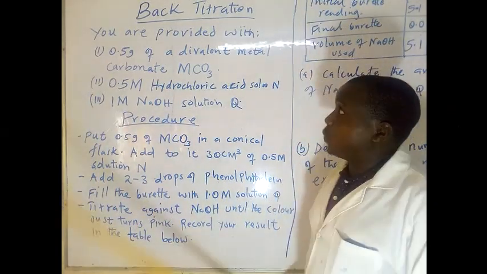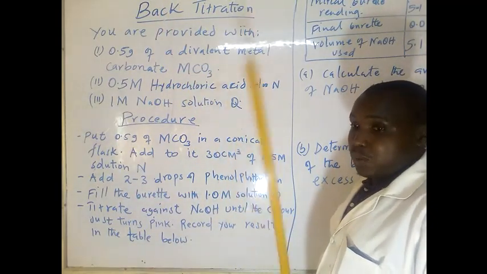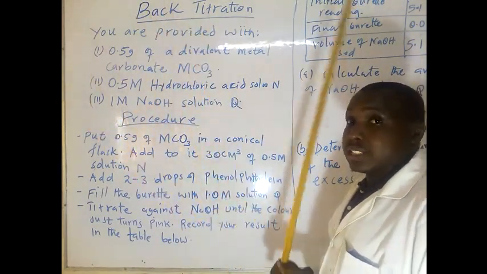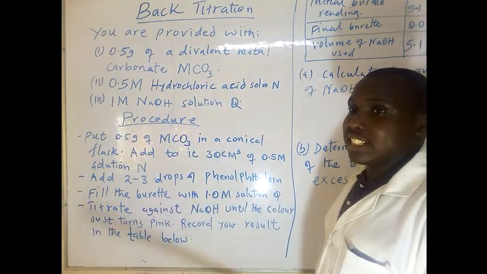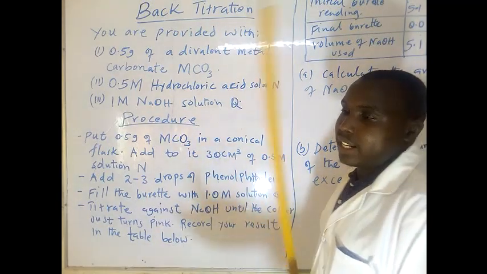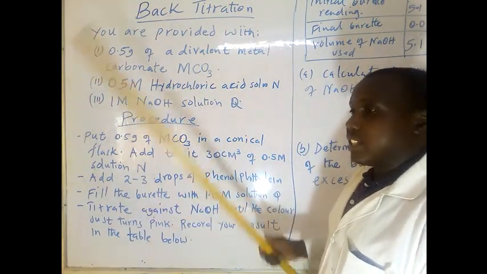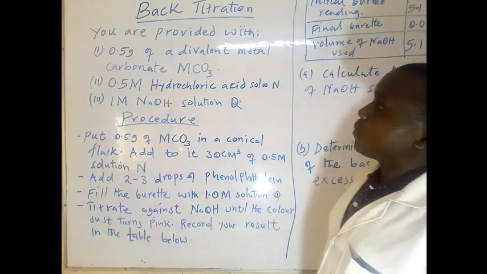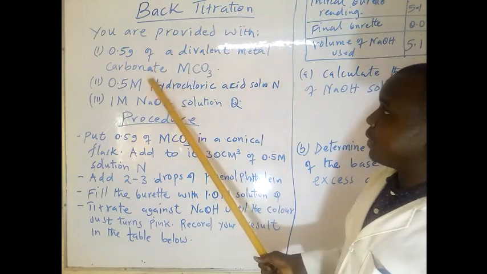Welcome. Let me take you through back titration. For back titration, we actually have three types of titrations. We have direct titration, back titration, and then redox titration. So in back titration, we have excess reagent that reacts with two compounds, carbonate and hydroxide. So in back titration, we have excess acid reacting with a carbonate and another base, which would be a hydroxide. Therefore, you are provided with 0.5 grams of a divalent metal carbonate, M2.